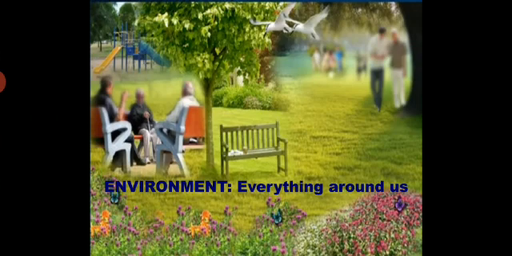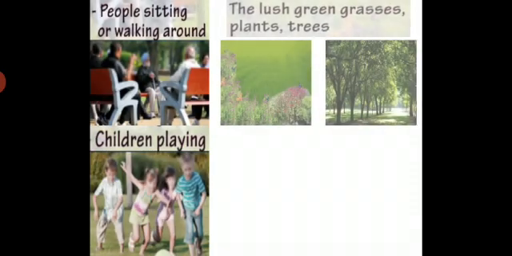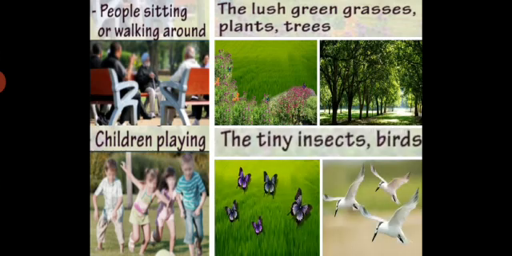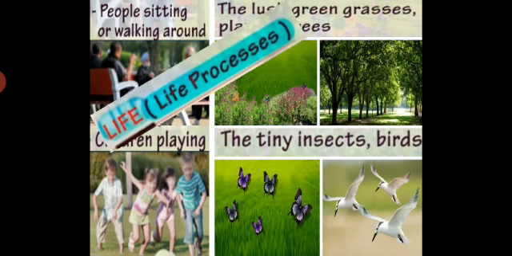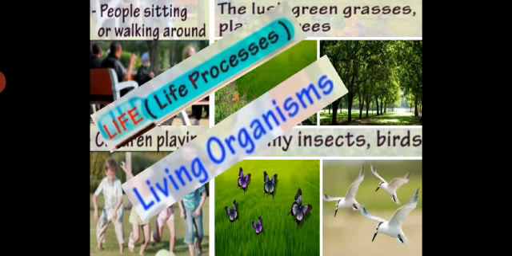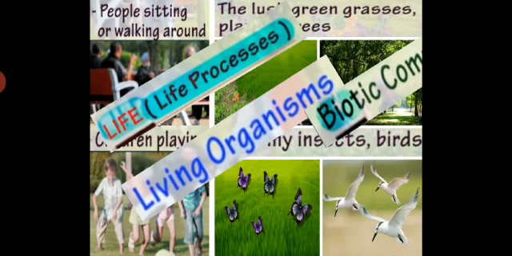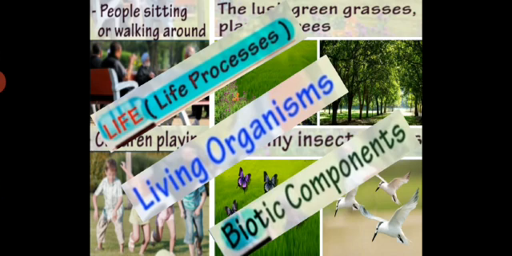If we closely observe the things in the picture, we see people sitting or walking around, children playing, the lush green grasses, plants, trees, the tiny insects and birds. We observe that they all have something in common. They have life in them, or they perform various life processes like eating, breathing, reproduction, etc. So we call them living organisms, also called biotic components, as the word bio means life.